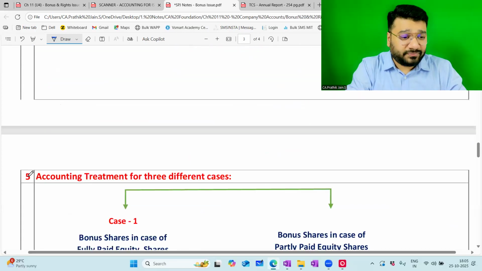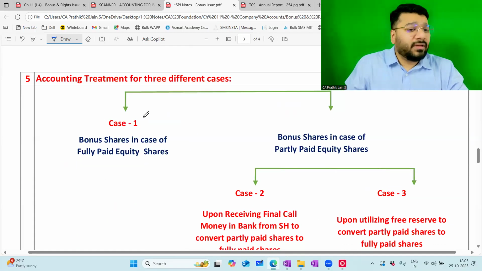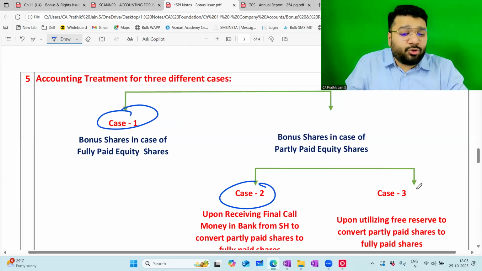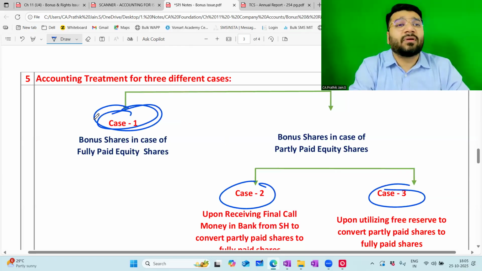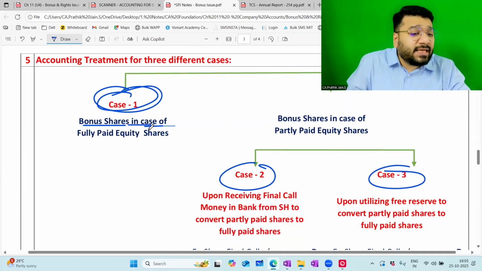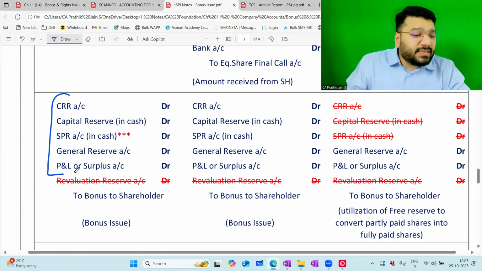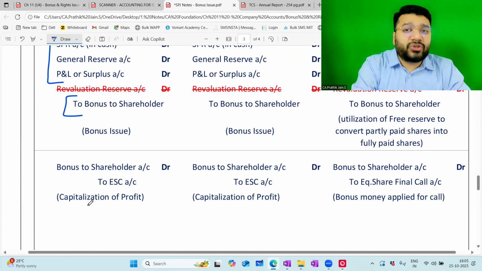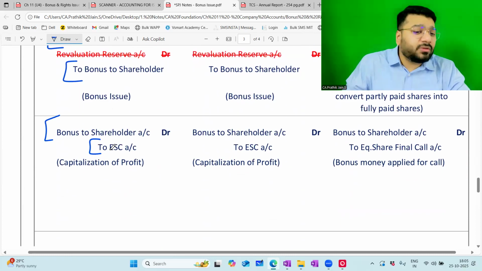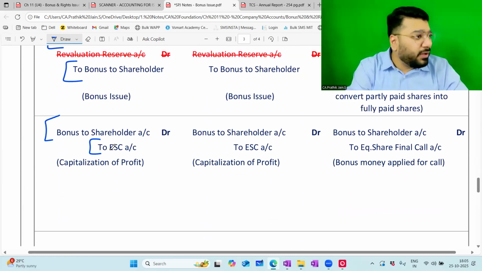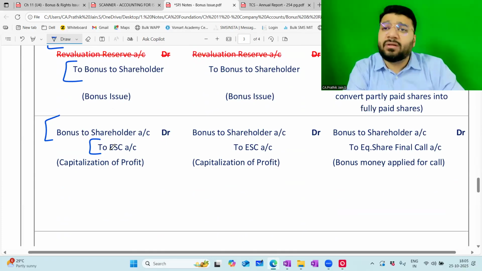Now, accounting treatment. There are 3 cases: case 1, case 2, case 3. In last class, we discussed case 1. What is this case? Bonus shares in case of fully paid equity shares. 2 entries will come: all this reserves account debit to bonus to shareholder, and then bonus to shareholder to equity share capital. We saw one question based on this, which is illustration 1.